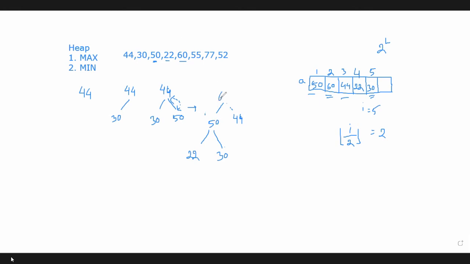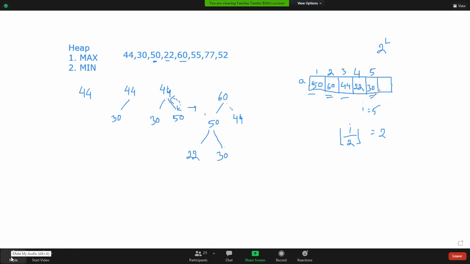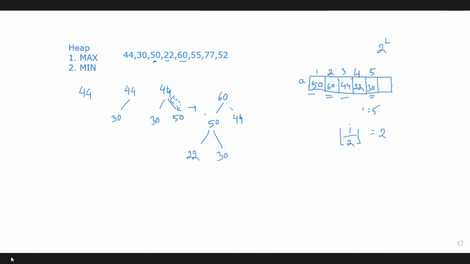Okay, so now look at the tree. Is it a max tree? Yes, it's a max tree. But the array is here, and we didn't make that change. So what is the value of I? After changing these two nodes, now the value of I is 2.